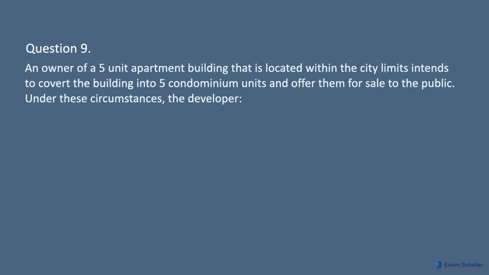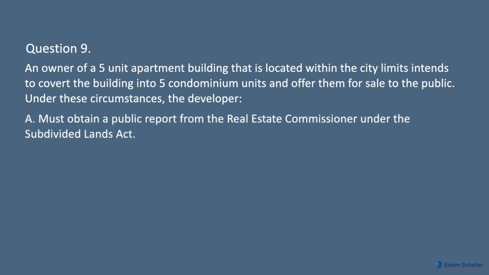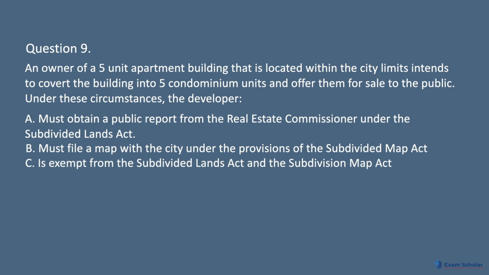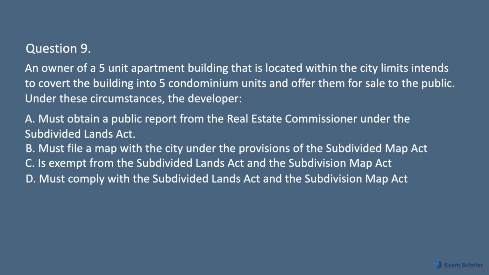Question 9. An owner of a 5-unit apartment building that is located within the city limits intends to convert the building into 5 condominium units and offer them for sale to the public. Under these circumstances, the developer A. must obtain a public report from the Real Estate Commissioner under the Subdivided Lands Act. B. must file a map with the city under the provisions of the Subdivision Map Act. C. is exempt from the Subdivided Lands Act and the Subdivision Map Act. D. must comply with the Subdivided Lands Act and the Subdivision Map Act.